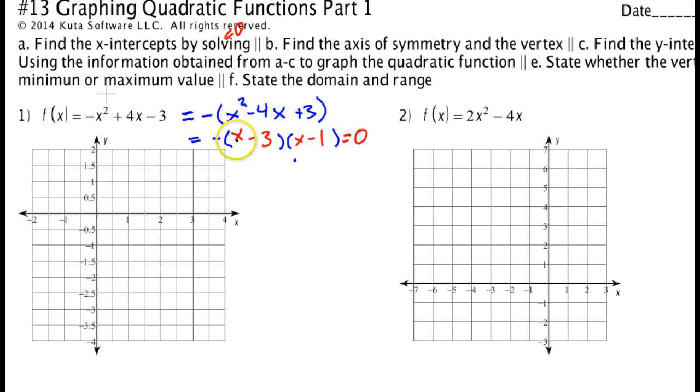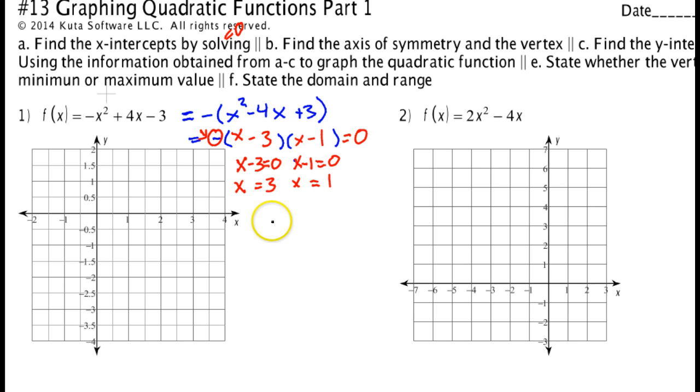So we'll have x minus 3 equals 0, and x minus 1 equals 0. Whatever's in the binomials equal to 0. This negative out here, you can say we'll divide both sides by a negative. It cancels out. 0 divided by negative 1 is 0. So whatever's in front just goes away by dividing. So we have 2 answers, x equals 3 and x equals 1.